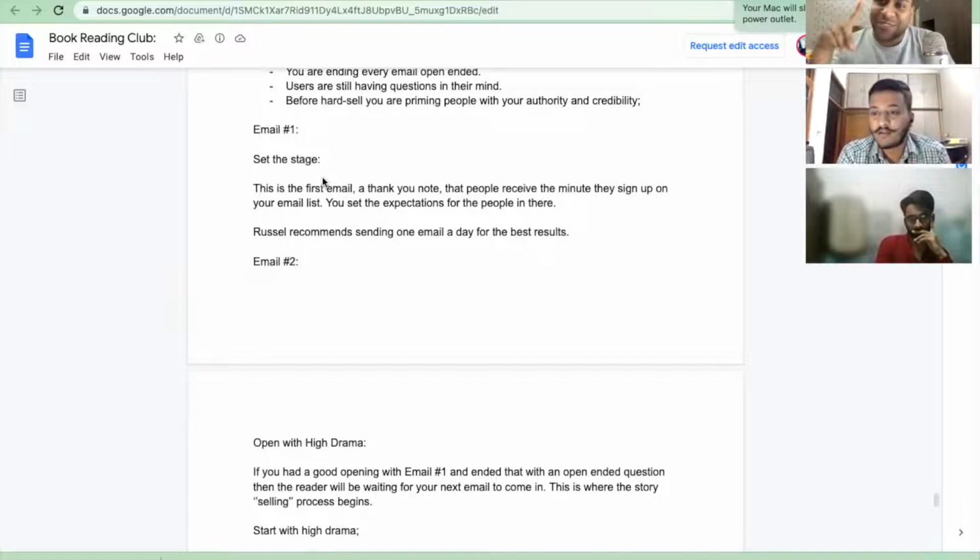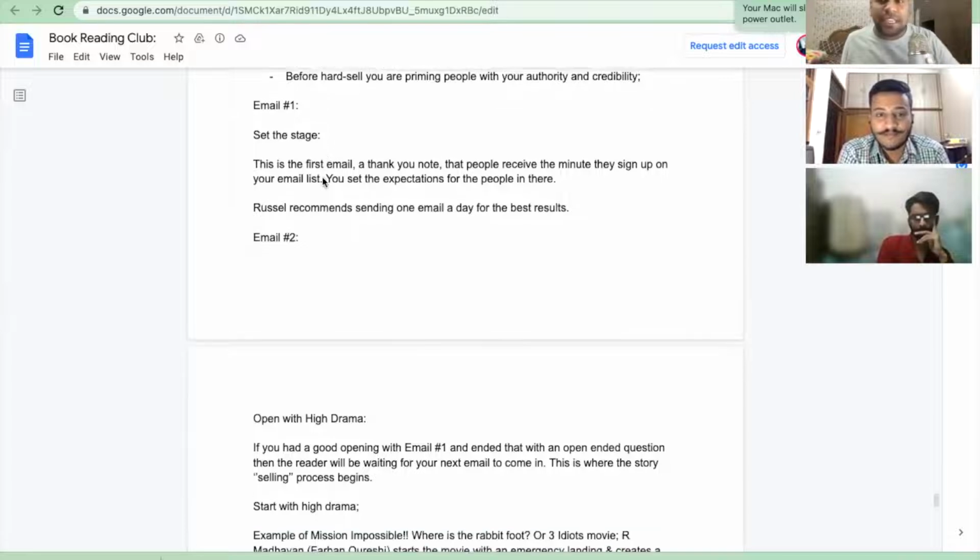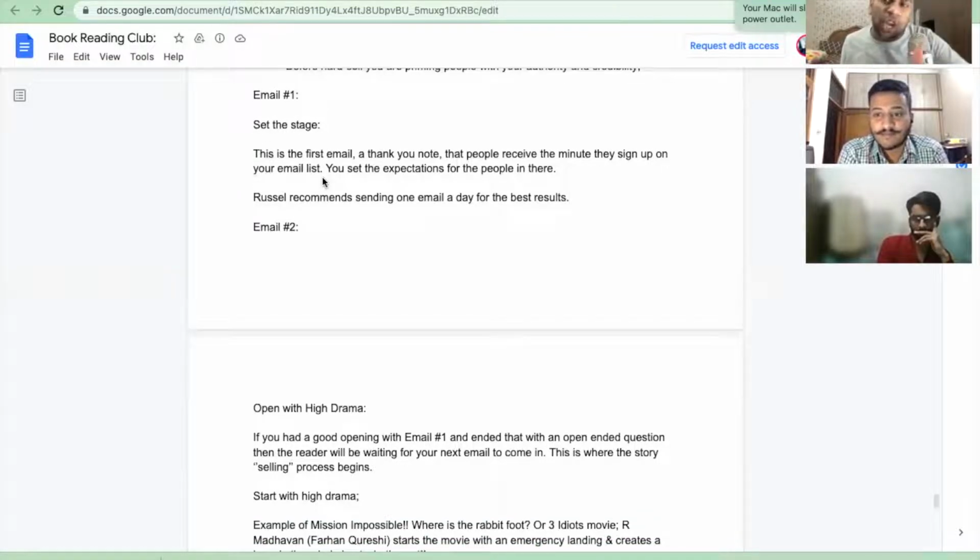There is one important thing which Russell says in this chapter: every single person in your email list is $1 of your income. If you have 100,000 people in your email list, you can easily make 100,000 US dollars a month. If you have 1 million people, you can make $1 million a month. With every single person in his email list, he makes $1 every month. That is the importance of an email list, and that's why it's very important to keep them engaged.